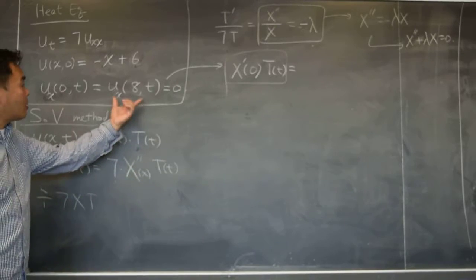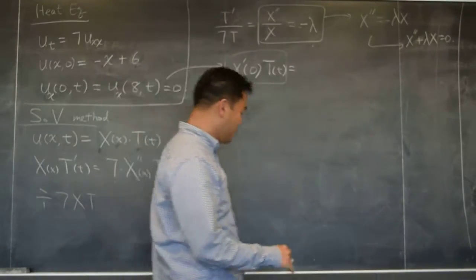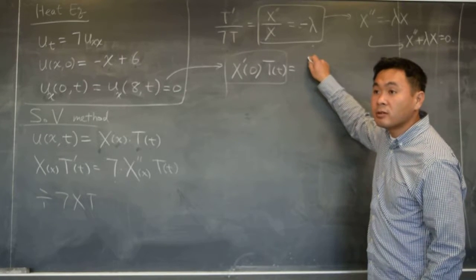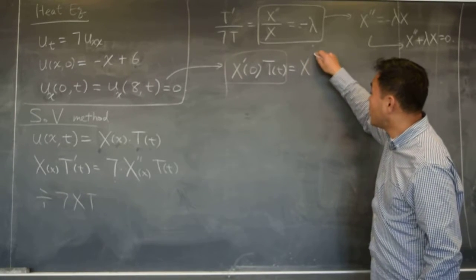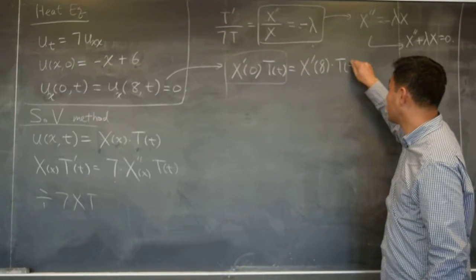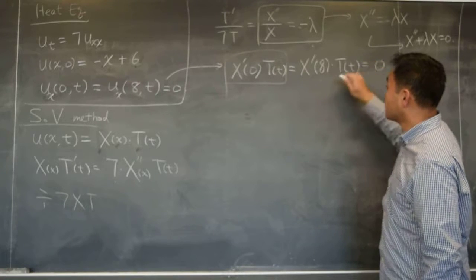Okay. Now, what would you get for this one? Can you tell me? Yes? X prime of 8, T of t. And that's equal to 0.